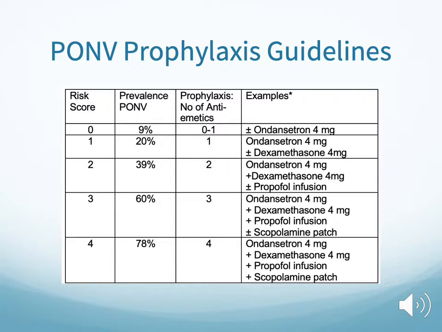As the risk scores increase, Decadron, propofol infusion, and a scopolamine patch can be administered in combination to decrease the risk. Although these are recommendations, ondansetron should be administered with caution due to the risk of serotonin syndrome, and also scopolamine should be avoided in the geriatric population.